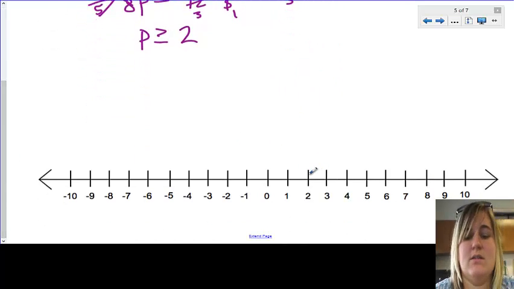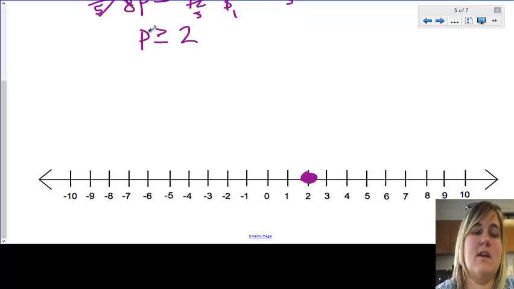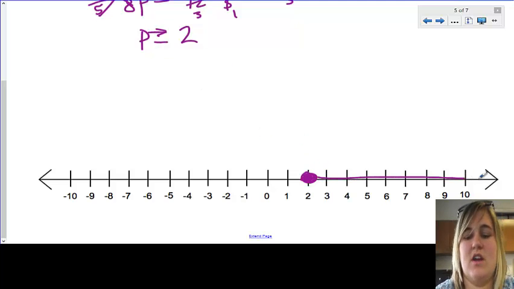And whenever I plot this, my point is going to be at 2. It's going to be shaded because it has the equal to. And when I make my sign into an arrow, it points to the right, so I shade to the right. Final answer.